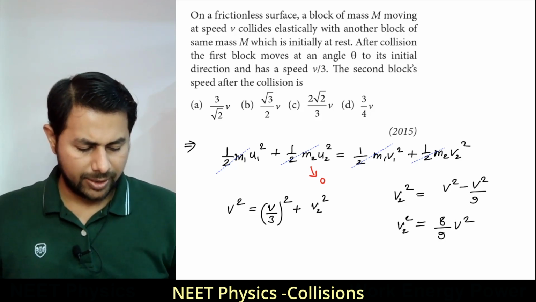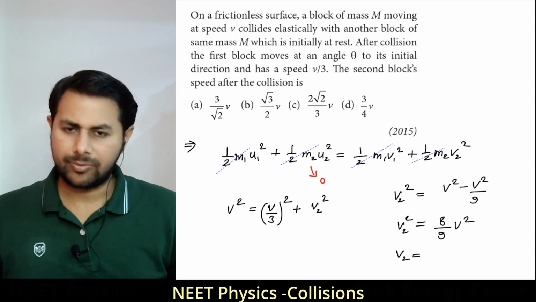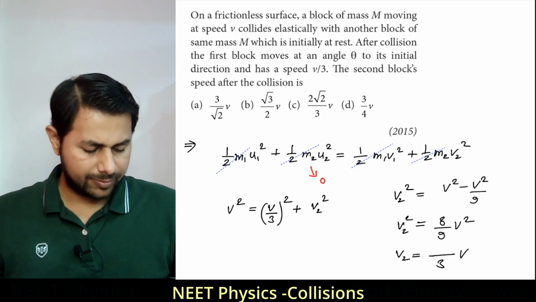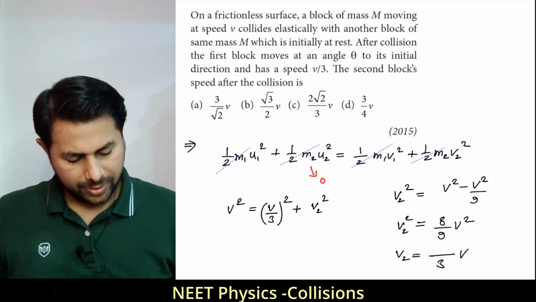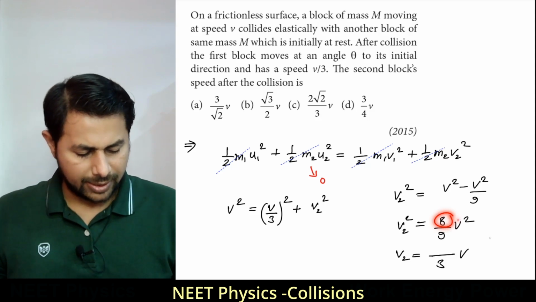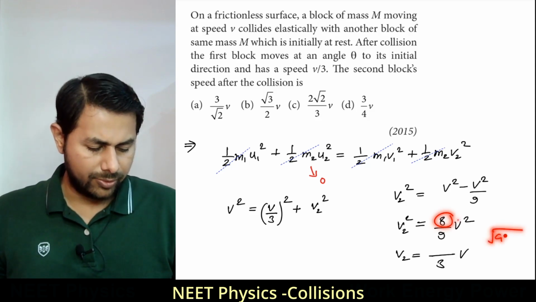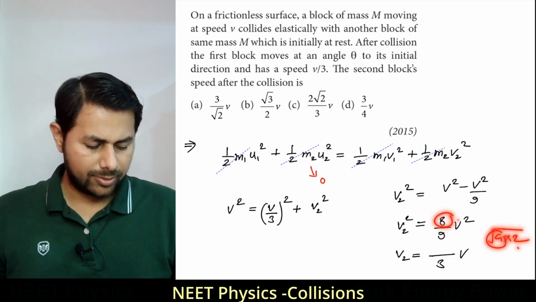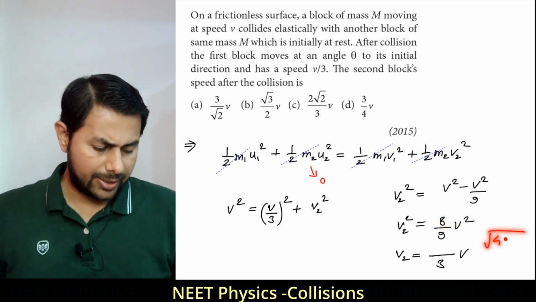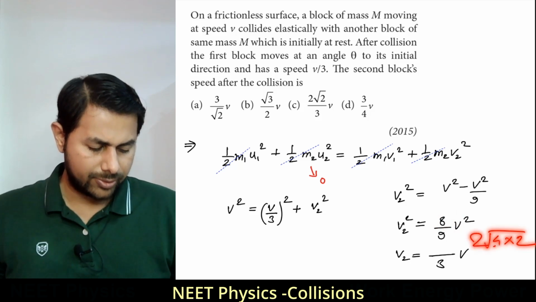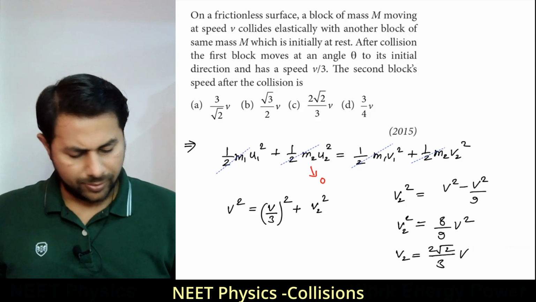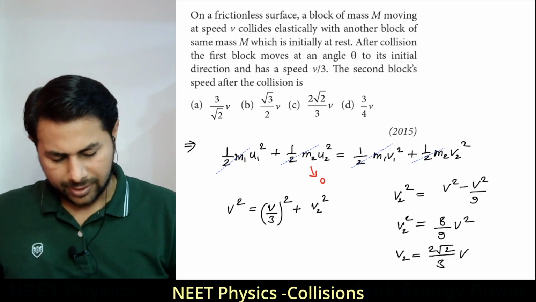This is v2 square, and therefore what is v2? Square root of that. So square root of 9 is 3 times v. Okay, and in the numerator you will have square root of 2, that is square root of 4 root 2. Square root of 4 into 2 inside a root, and square root of 4 is 2, so it will be 2 root 2, right? 2 root 2. So that's the answer. It's option C.